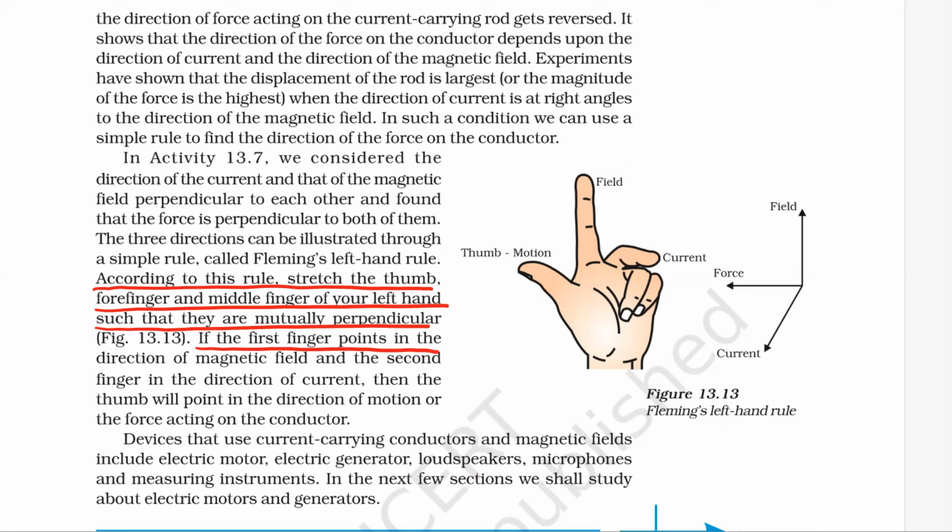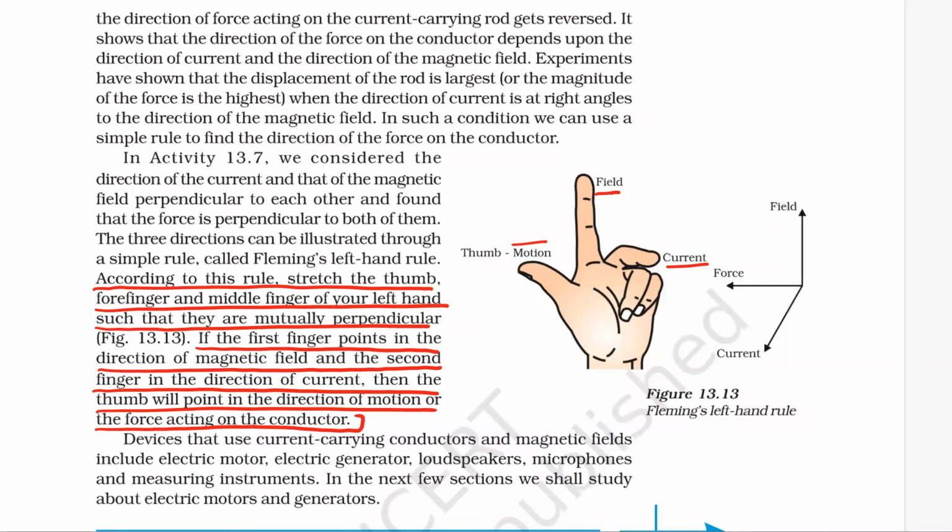If the first finger points in the direction of magnetic field, the second finger in the direction of current, then the thumb will point in the direction of motion or the direction of the force acting on the conductor. It is already shown here. You can see that this forefinger is showing magnetic field, this one is showing current, and this one is motion or thumb. Actually it is three-dimensional. That's why it's difficult to understand this law.